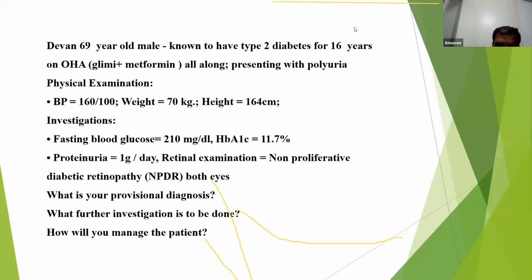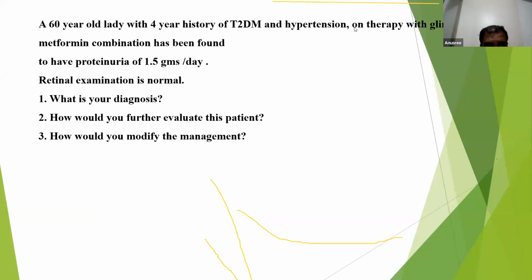So, and this is another case of a patient coming with proteinuria, but here the duration of diabetes is less and there are no retinal changes.